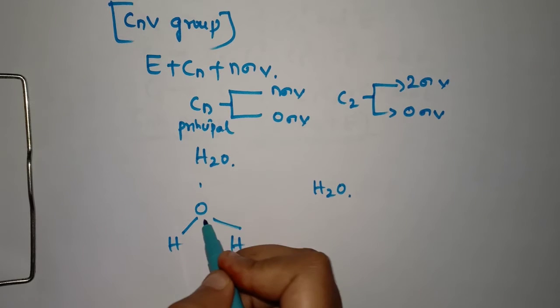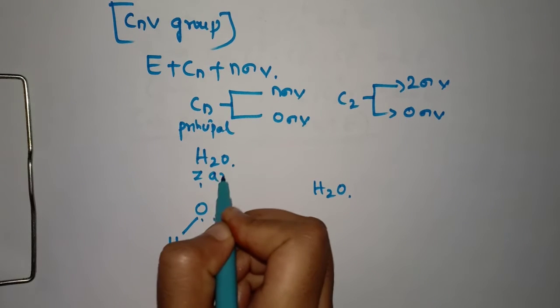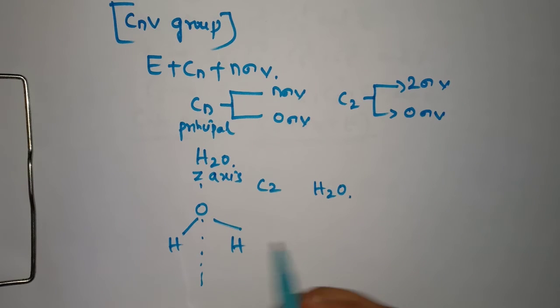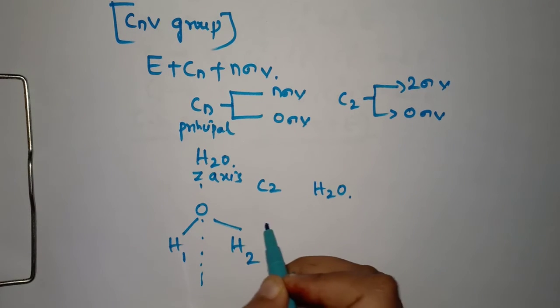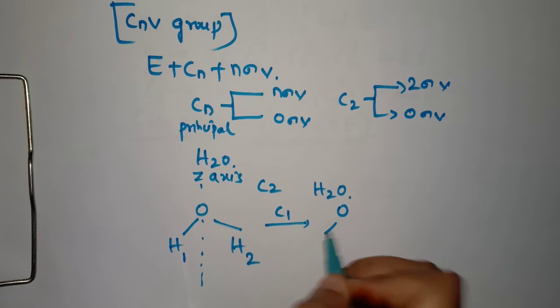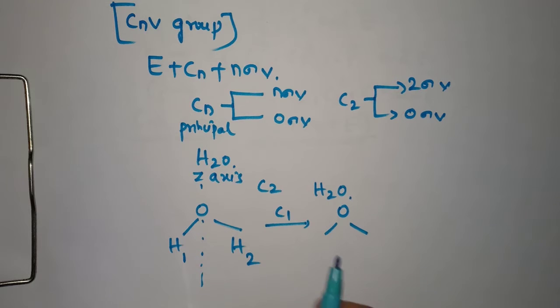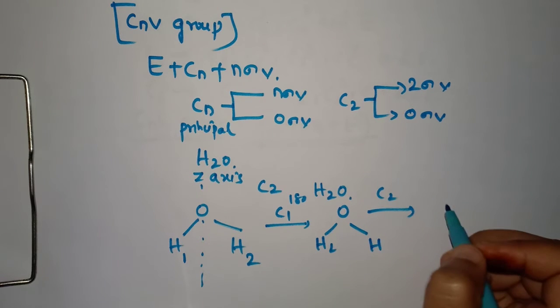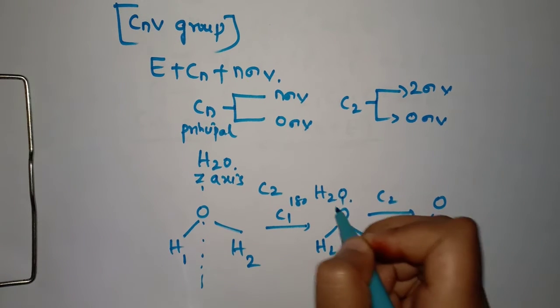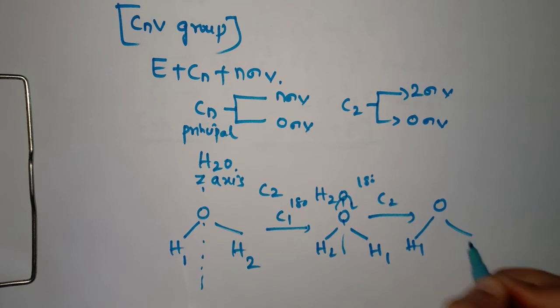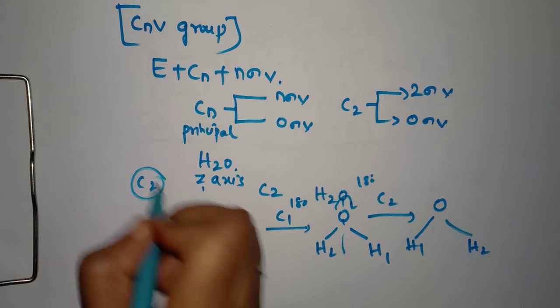See here, it is the z-axis. Here a C2 axis of symmetry is present. That means if you consider this H1, H2, and the C2 operation is applied, by rotating by 180 degrees, the first H atom will come on this side and this H atom will come on this side. Whereas for the C2 operation again, rotating the molecule by 180 degrees, we will get this H1 in its place again and H2 here. So it is having C2 operations.